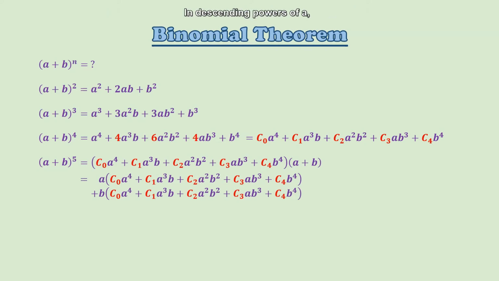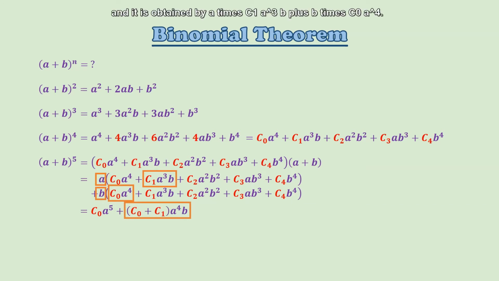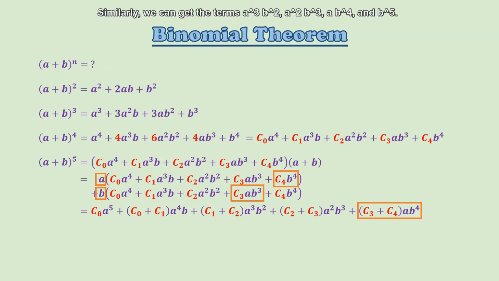In descending powers of a, the first term in this expansion should be a⁵, and it is obtained by a times c0a⁴. And then the second degree 5 term should be a⁴b, and it is obtained by a times c1a³b plus b times c0a⁴. Similarly, we can get the terms a³b², a²b³, ab⁴, and b⁵.